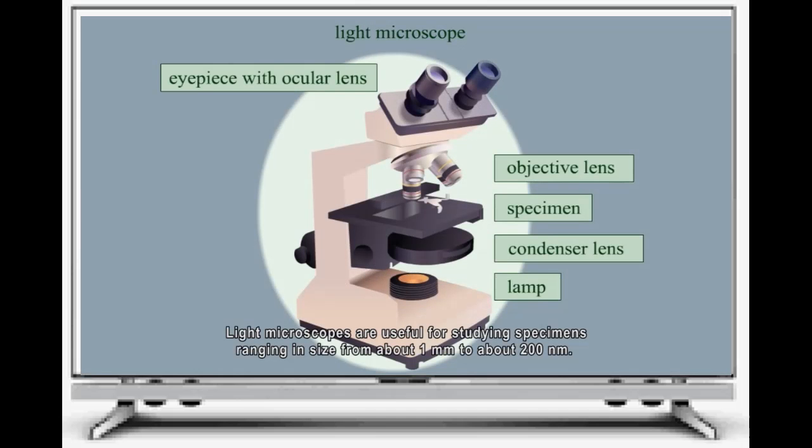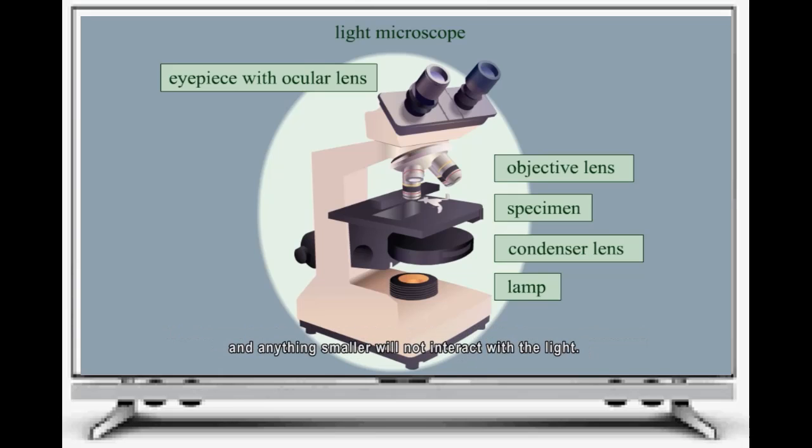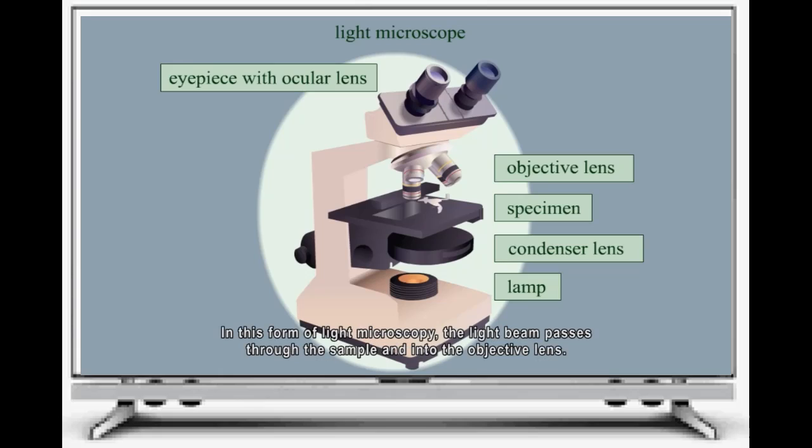Light microscopes are useful for studying specimens ranging in size from about 1 millimeter to about 200 nanometers. It's impossible to study anything smaller by light microscopy because the shortest wavelength of visible light is about 390 nanometers, and anything smaller will not interact with the light. The most common form of light microscopy is called bright field microscopy. In this form of light microscopy, the light beam passes through the sample and into the objective lens.